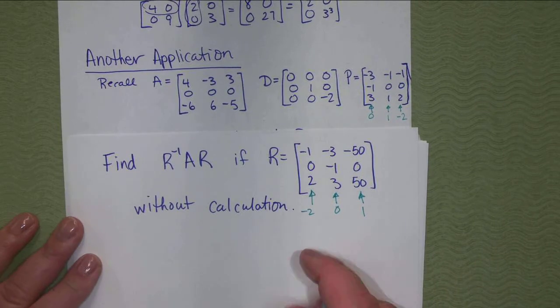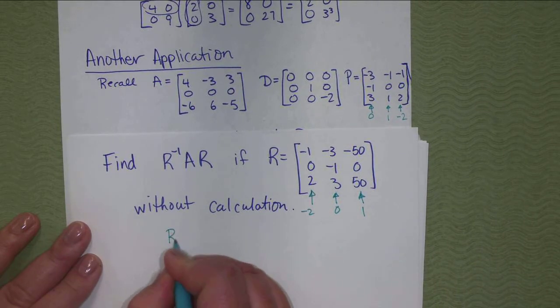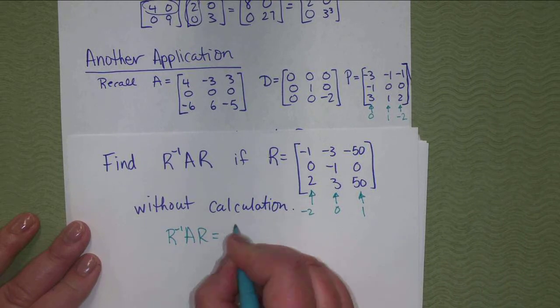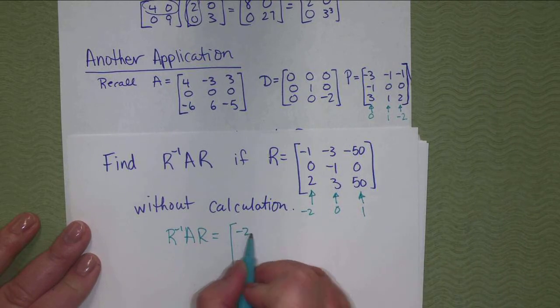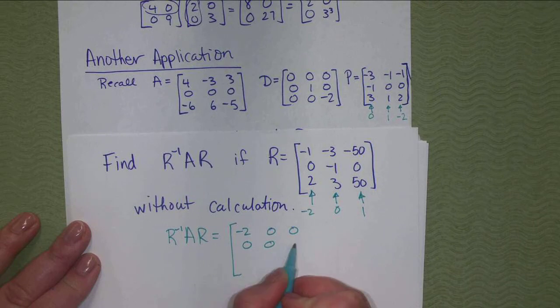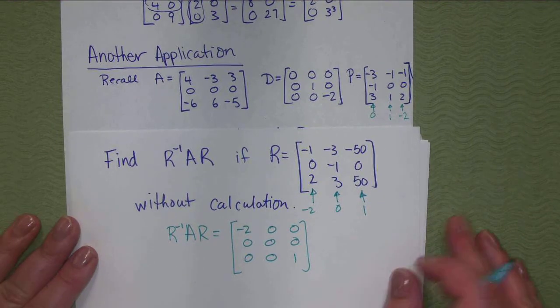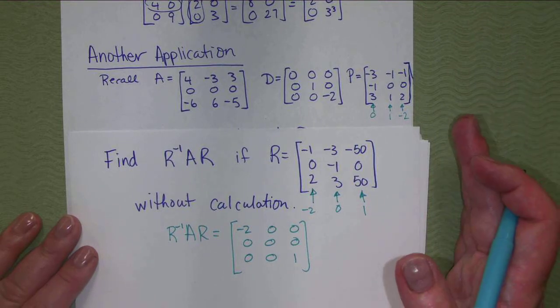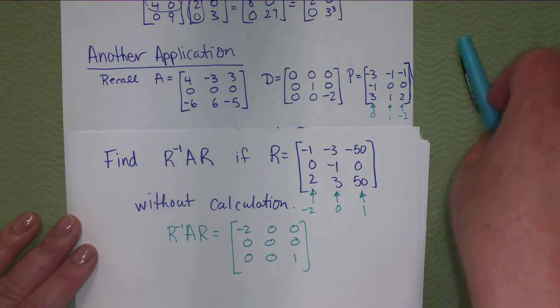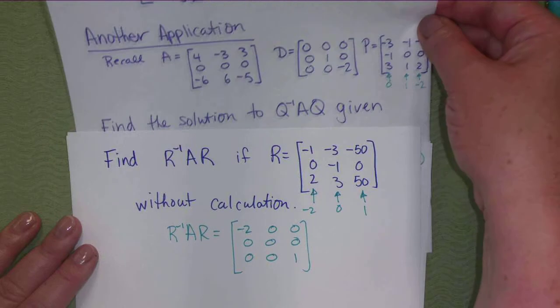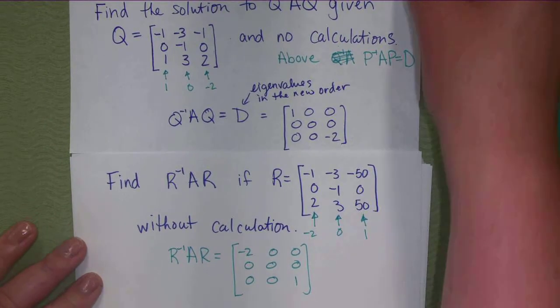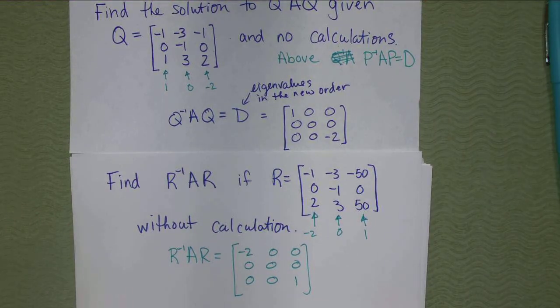So here, R inverse AR will equal what? So the -2 has to go first, the 0, and then the 1. Nothing, no multiple of 50, nothing like that, because it can be any eigenvector in there, and it will still give the same answer. Okay, so that's another way we can use the diagonalization. Okay, so we're going to stop that.